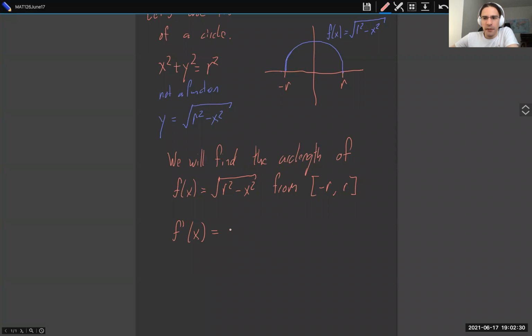What rule do I apply? Chain rule. Exactly. So the outer function is the square root function. So I get 1/2 square root of r squared minus x squared divided by, and then what do I multiply by?